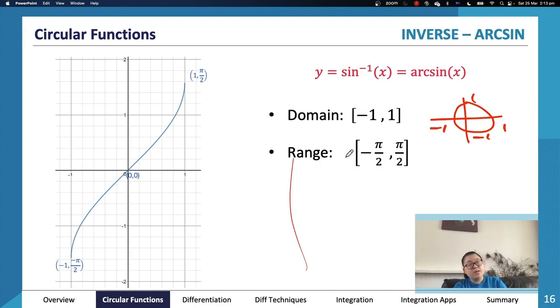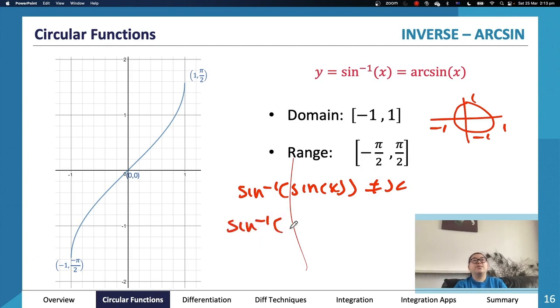Okay. So let's go back to that thing of sine inverse sine x does not always equal x. So if we imagine sine inverse sine of, let's say, 2 pi on 3, this cannot be equivalent to 2 pi on 3 because that's outside of the range for sine inverse. That's not possible.